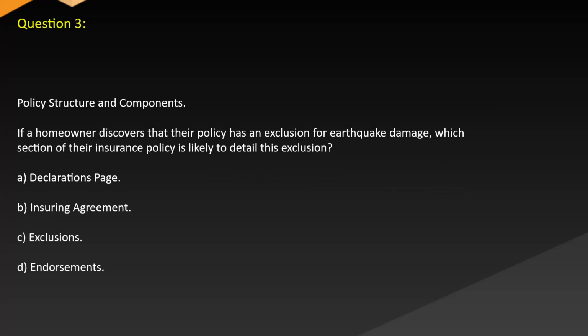Question 3. Policy structure and components. If a homeowner discovers that their policy has an exclusion for earthquake damage, which section of their insurance policy is likely to detail this exclusion? A. Declarations page. B. Insuring agreement. C. Exclusions. D. Endorsements.